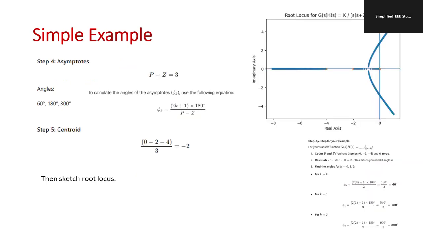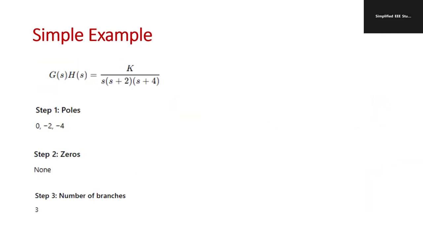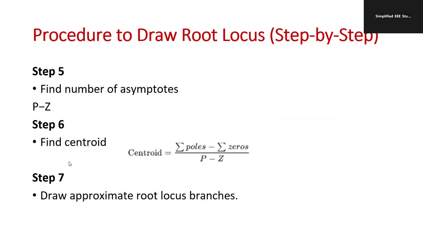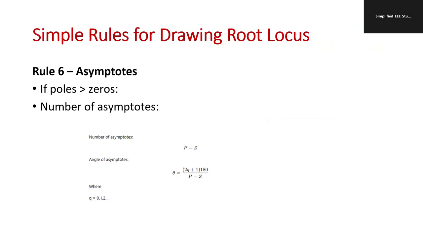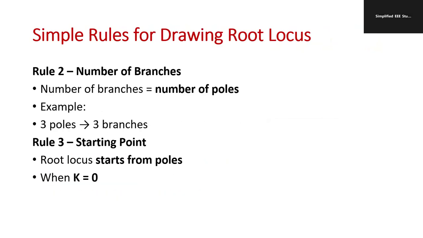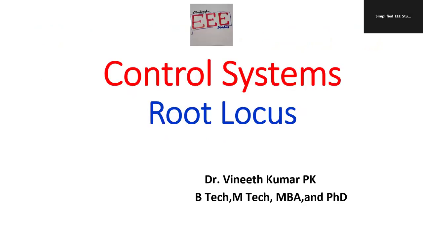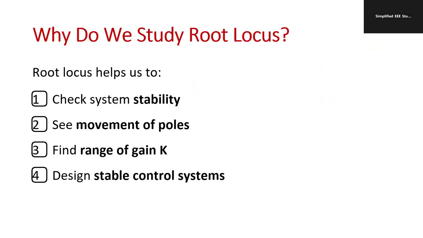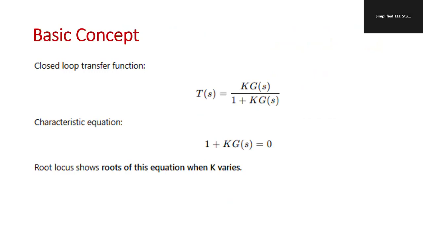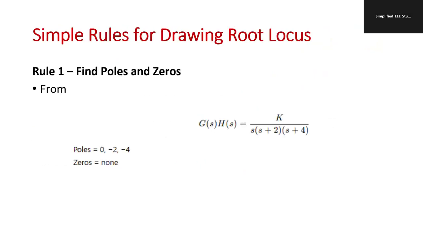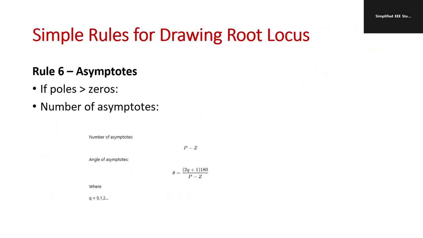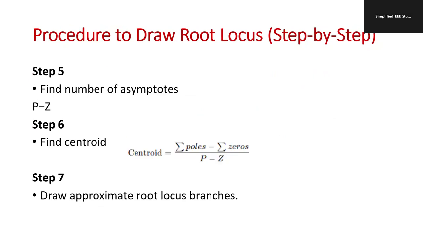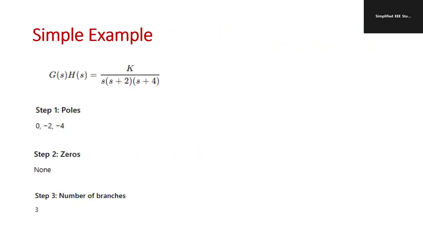I'll come up with different cases of numerical examples in the next video, so that you will get a better idea of how to apply these rules to find the root locus and how to determine the stability of a given system. For the time being, please understand the definition, the importance, the basic concept, the properties, and the simple drawing rules. We have to follow six important rules and also 7 important steps, so that you can plot the root locus without any confusion.